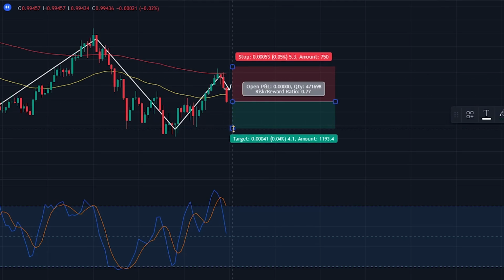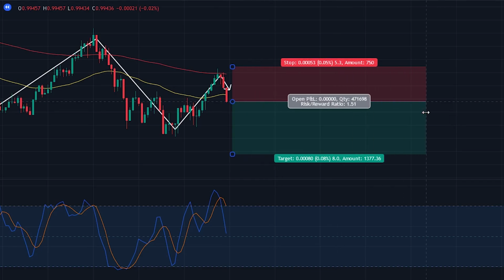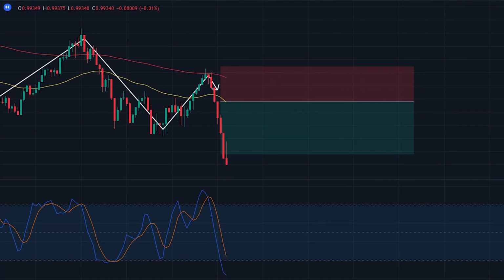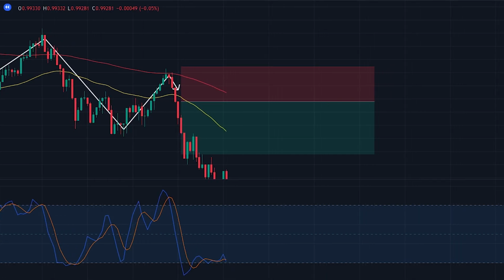For the take profit, we will target a 1.5 times risk to reward ratio. Now let's see how the trade plays out. As you can see, the trade was very profitable. Let me now show you when to enter into a buy position.